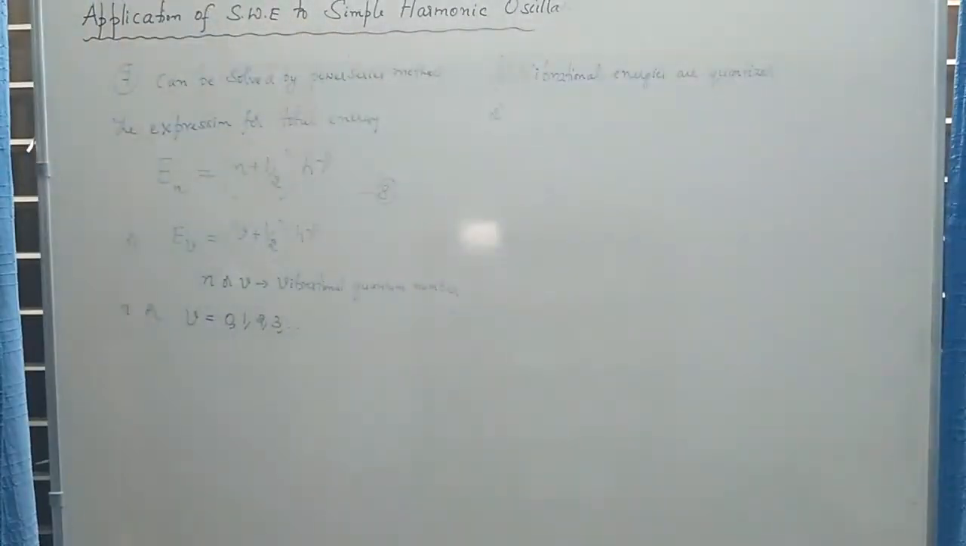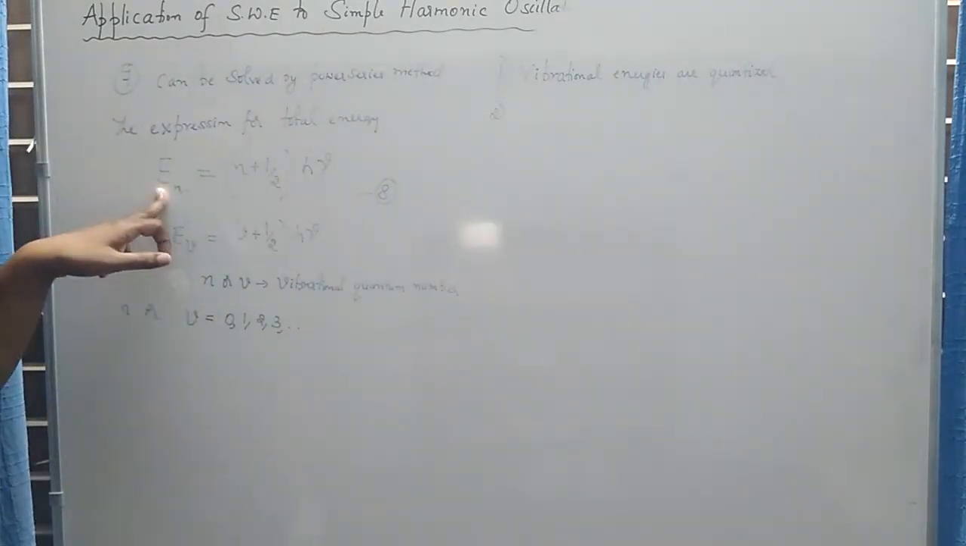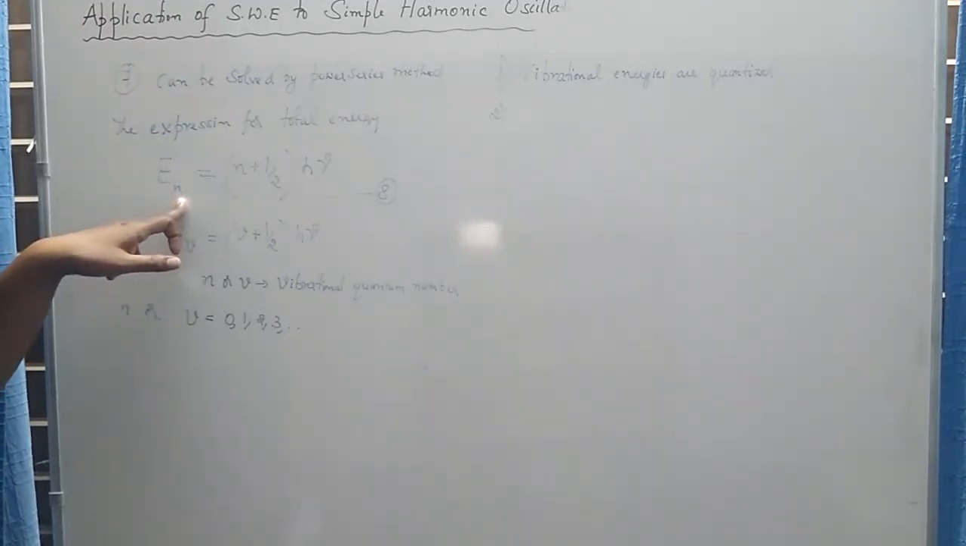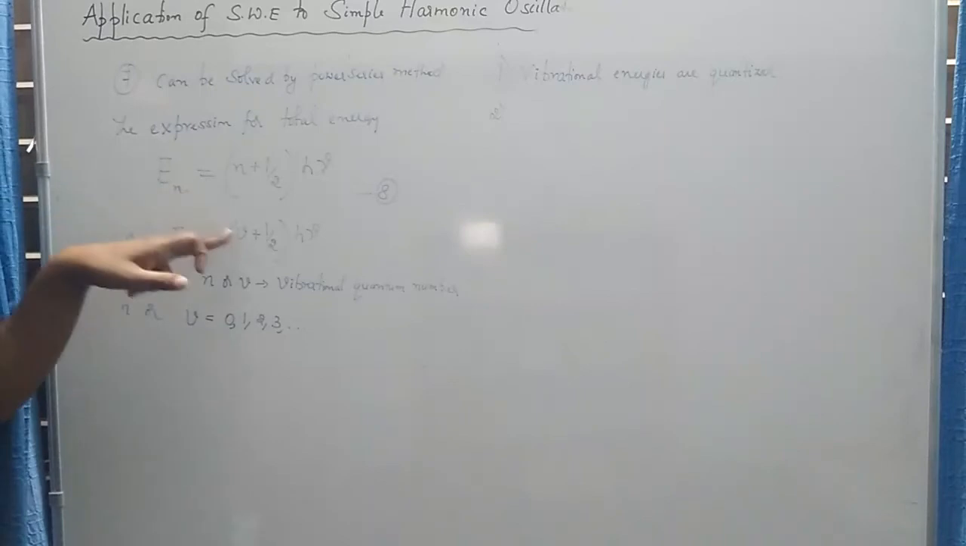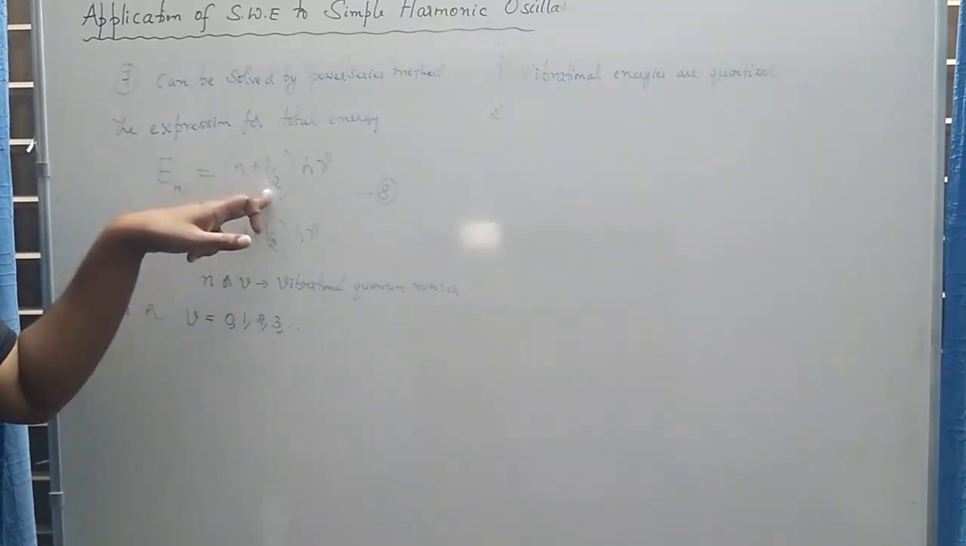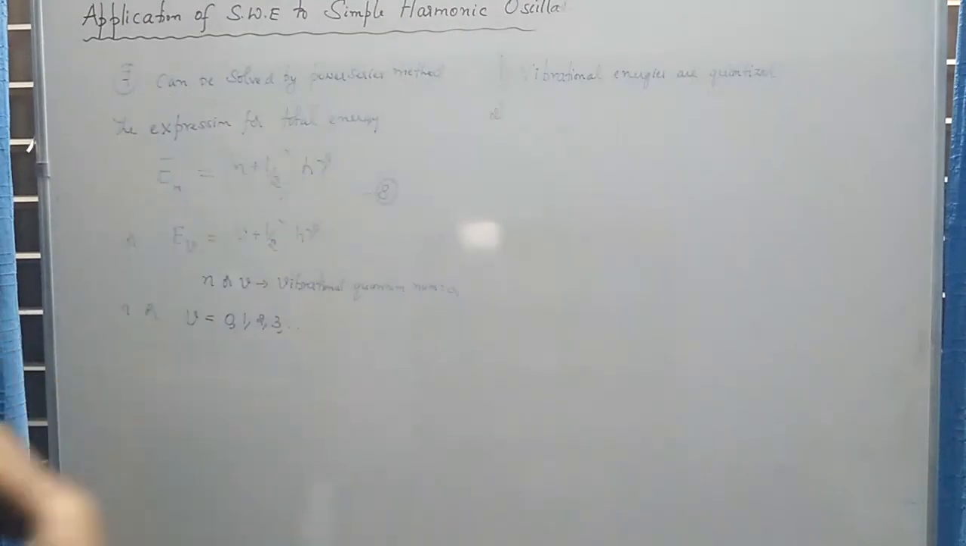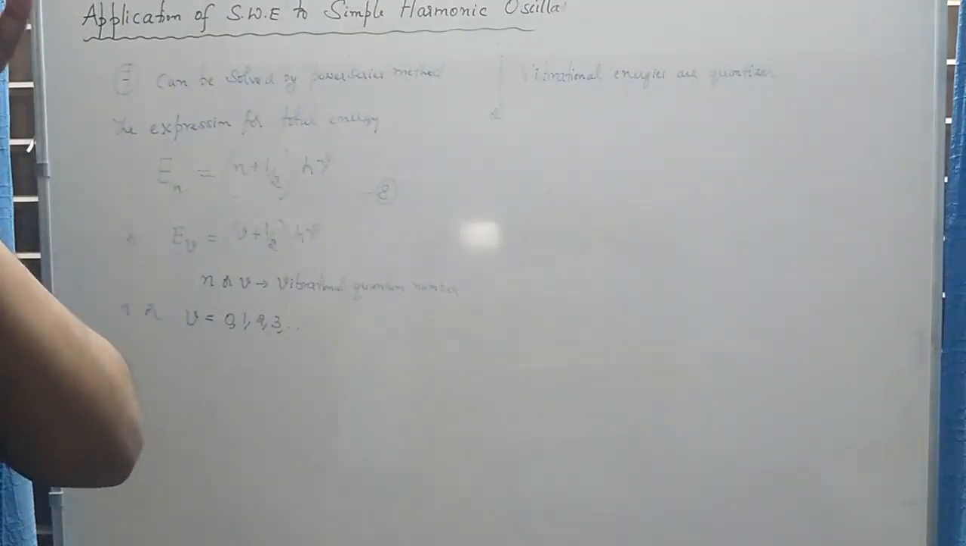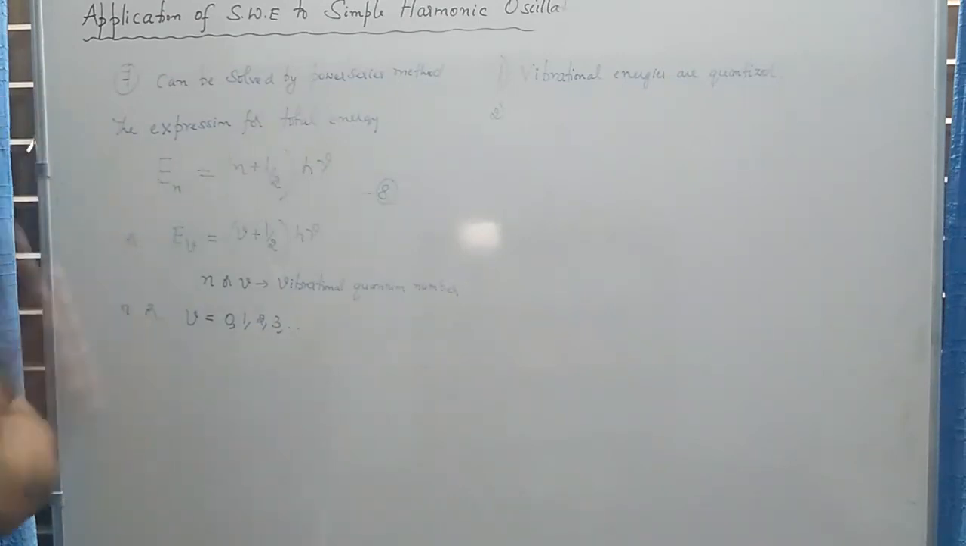The second important observation is about the lowest energy. The lowest vibrational energy is when n is equal to 0 or v is equal to 0, and then the lowest energy is 0 plus half, that is half h nu, which is not equal to 0. It means there exists a minimum non-zero energy called the zero-point energy.